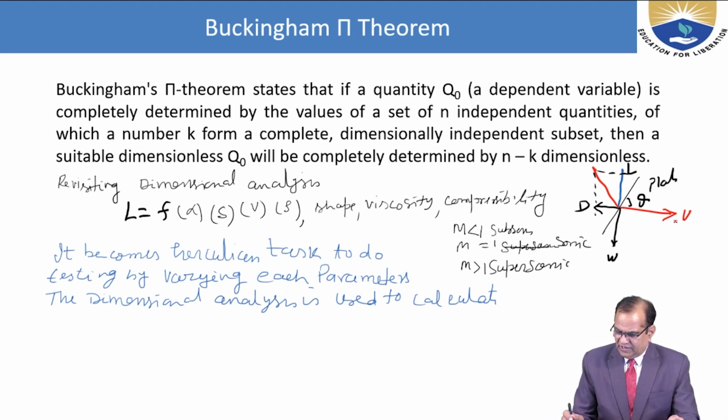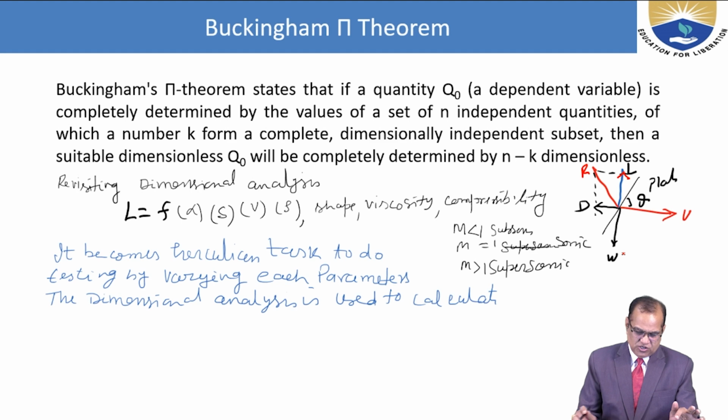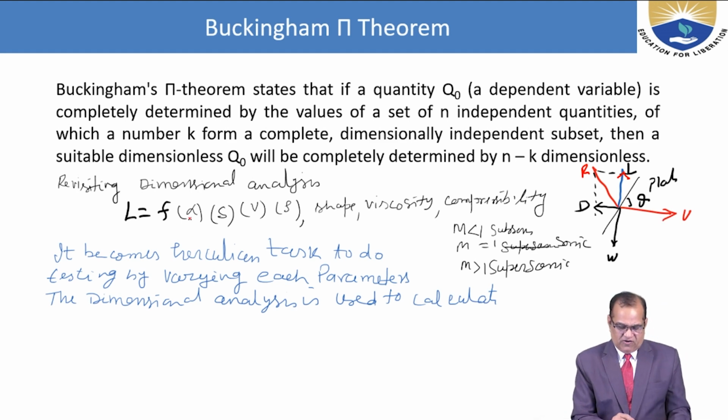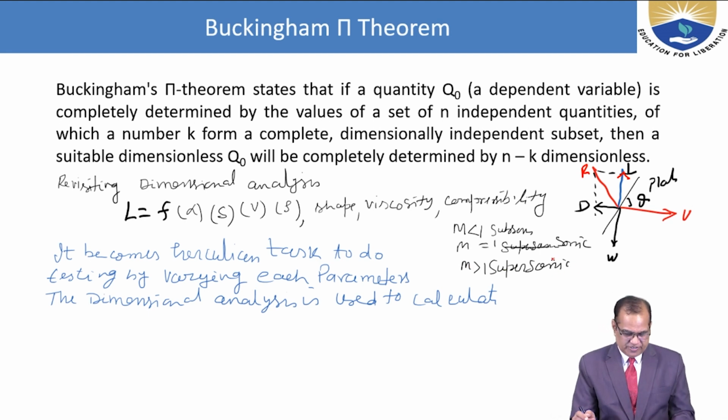So here we can see again that a plate is moving with velocity v and angle is theta. This is the lift, this is the R, this is the drag, and this is the weight. So here this lift is a function of angle of attack alpha, area of the plate, velocity of the plate, and the density of the air, shape, viscosity, compressibility. This compressibility is dependent upon the Mach number, and if the Mach number is less than 1, it is called subsonic. Mach number 1 is called sonic, and if Mach is greater than 1, it is called supersonic.